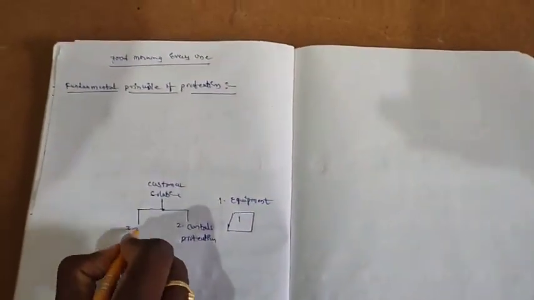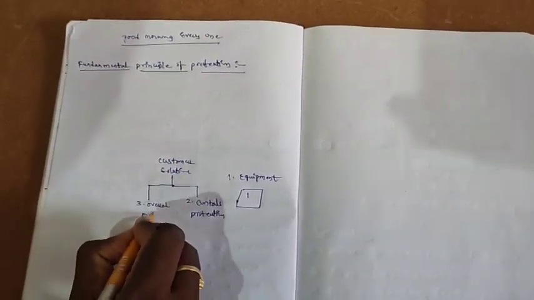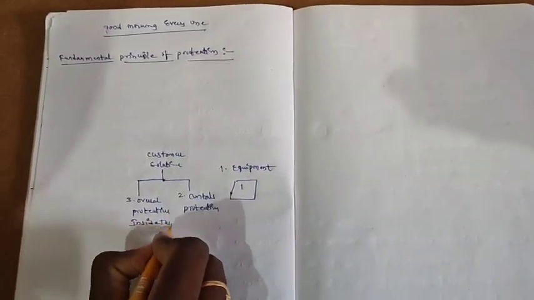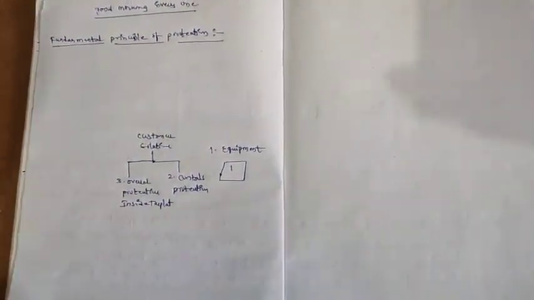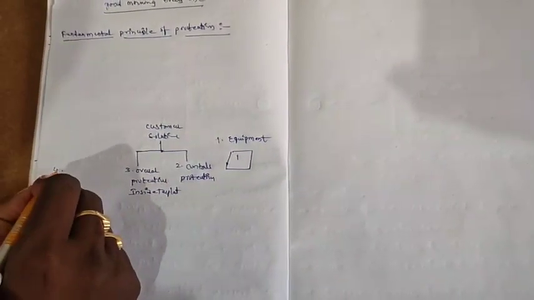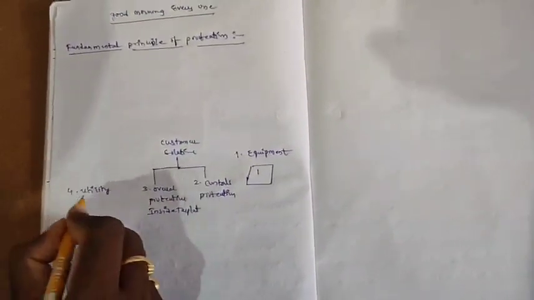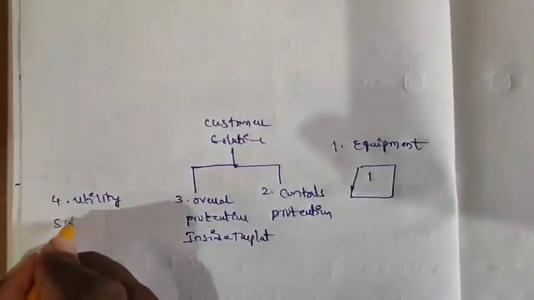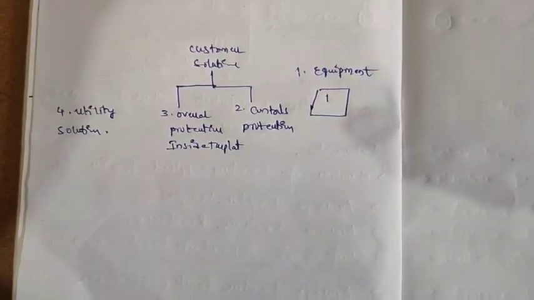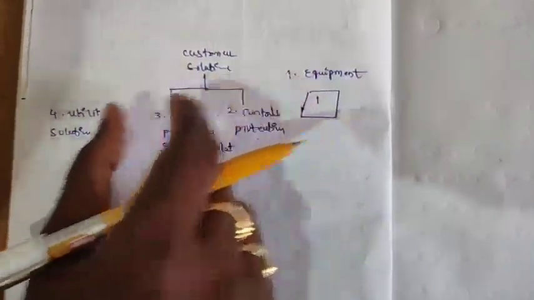Or otherwise, overall protection inside the plant. The fourth thing is utility solution. So these are the sources: the equipment side, the customer side, and the utility side.